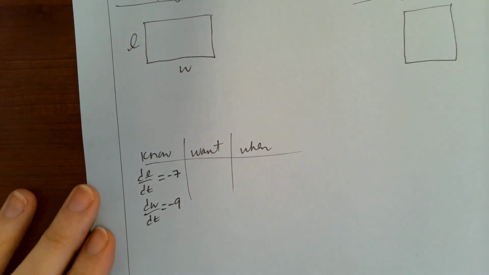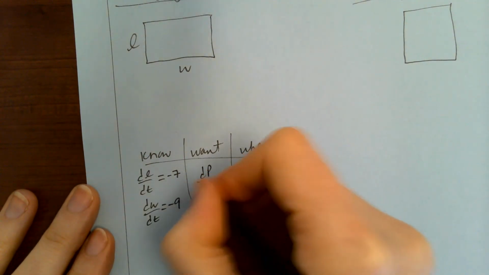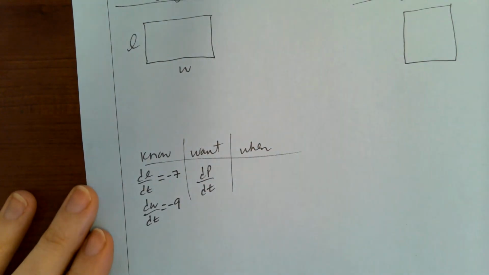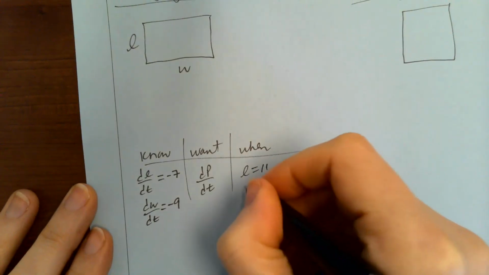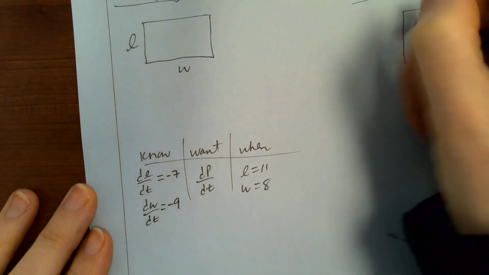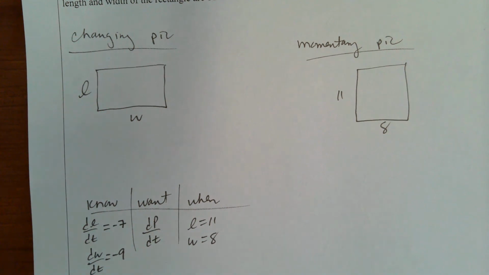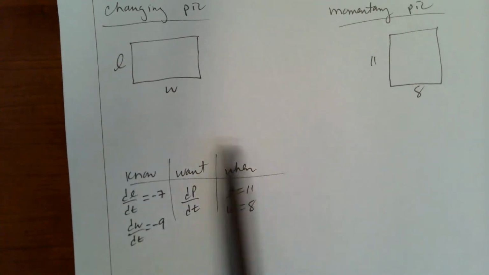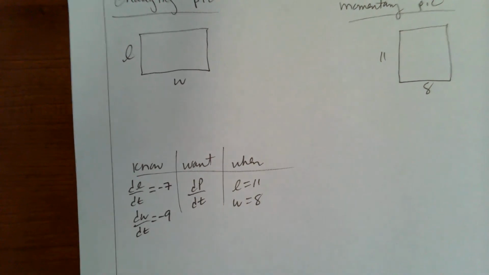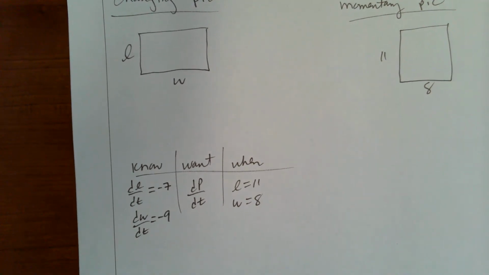At what rate is the perimeter changing? So we want dp dt when the length and width of the rectangle are 11 and 8 inches respectively. So when L is 11, width is 8. So 11 and 8. Okay, then you look at this know, want, when situation. What variables do you see? Well, we've got time, but everything is a function of time. But other than time, t, we've got L, W, and P, perimeter.